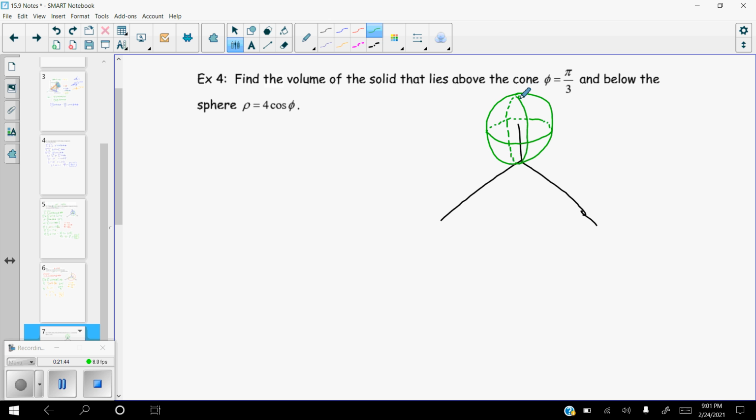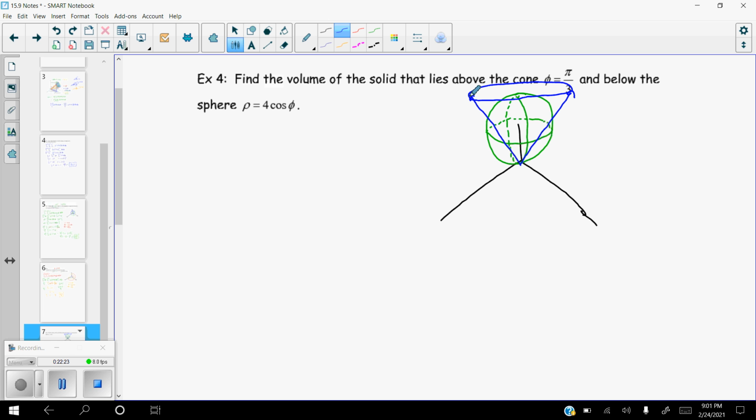And then we've got this cone, phi equals pi thirds. Remember, phi is the angle measured from the z-axis. So basically that means it's going to come out pi thirds from the z-axis. So it's going to look something like this. And then obviously it's going to be circular on the top, but that's basically where the cone is going to extend from. It's going to keep on getting bigger and bigger.